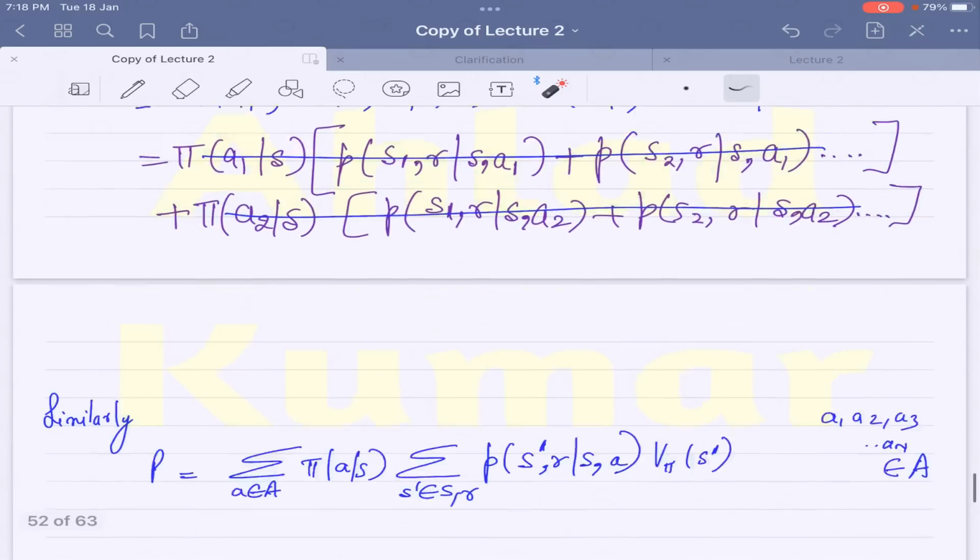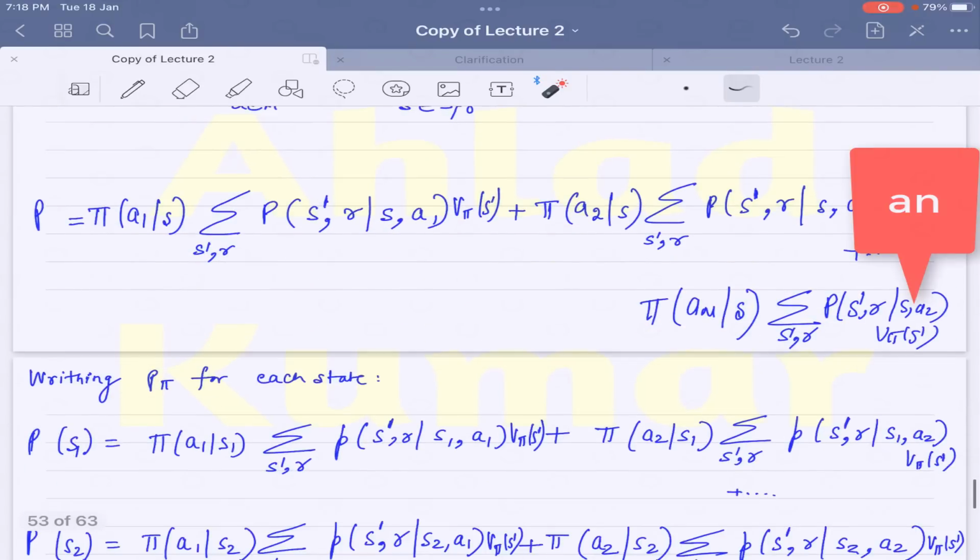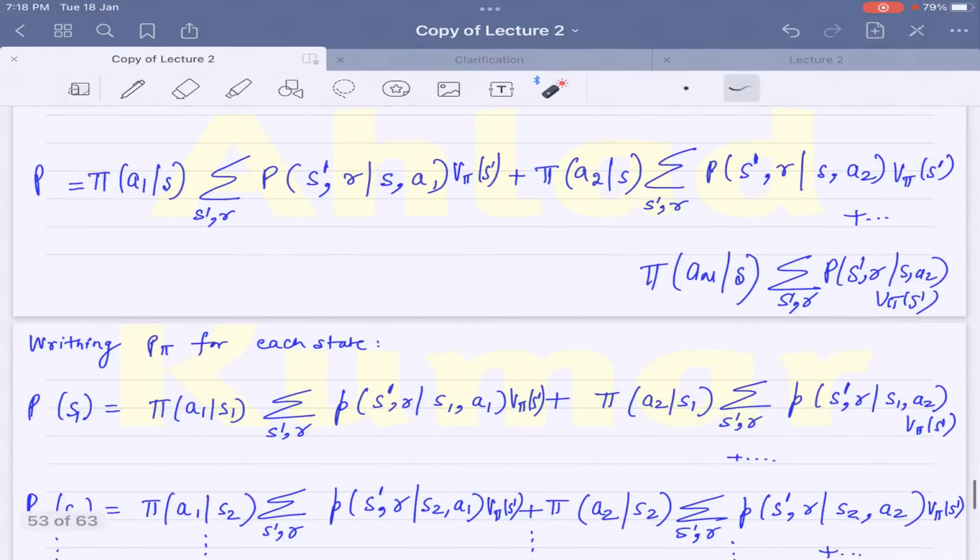Now once we have this expansion ready in case of p, the time has come to handle this internal summation: how can we handle it, and can we represent it in the matrix format or not. And similarly for this expression, and similarly for the nth action expression.